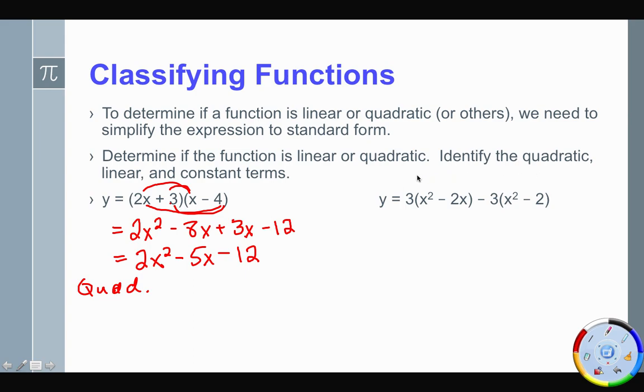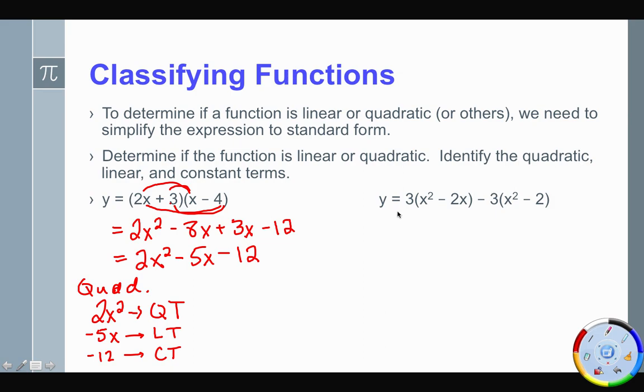And if I wanted to determine the quadratic, linear, and constant terms, I just look at this and say, okay, the quadratic term is 2x squared. That is my quadratic term. The linear term is the one with x to the first power, so that is a minus 5x. That's my linear term. And my constant is the one without the x, so that's a minus 12 or negative 12. And that's my constant term. Right? Quadratic because it has x squared, linear because it has x to the first, and constant because there's no x.